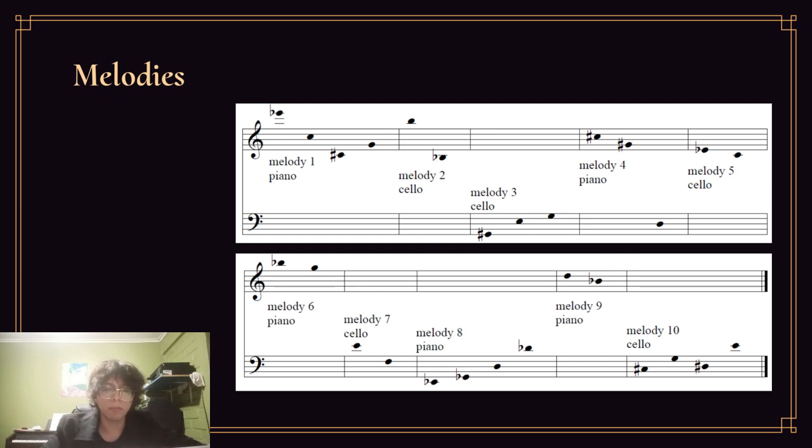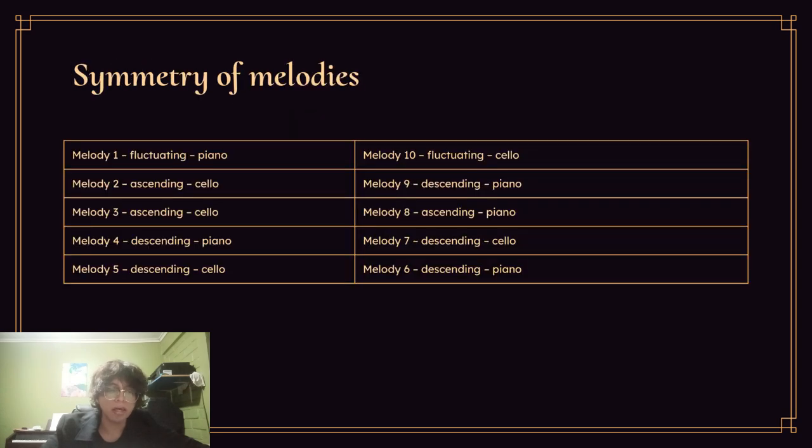In terms of melodies, the piece has exactly 10 melodies, with a symmetry axis in the exact center of the piece. The melodies don't have the same notes, intervals, or quality of notes, but they do have the same melodic contour, meaning a descending melody on the cello is balanced with an ascending melody on the piano. The only exception to this are the melodies on the extremes, which have in common that they fluctuate in contour.